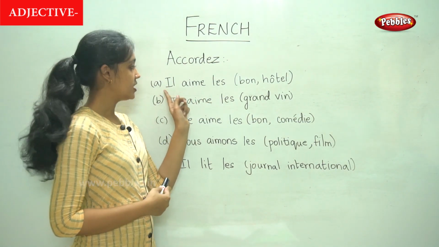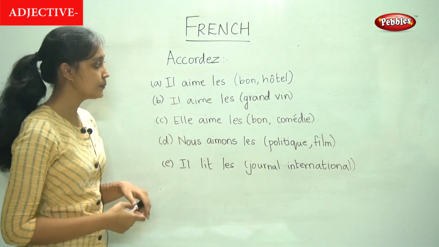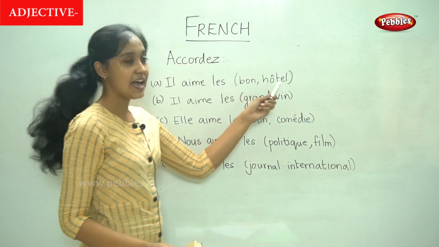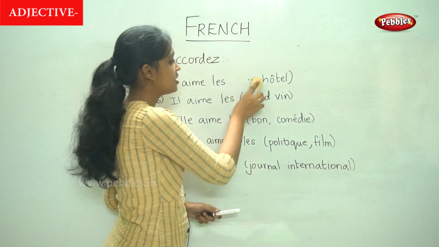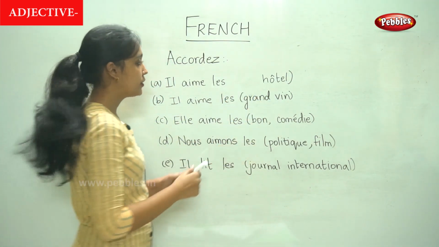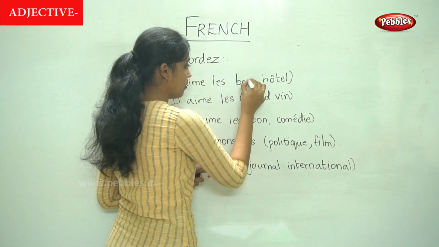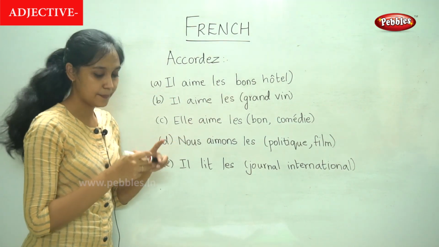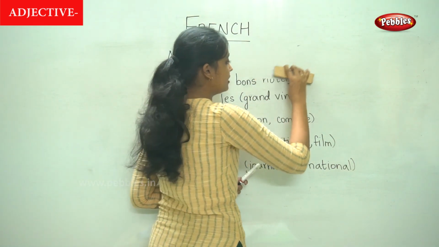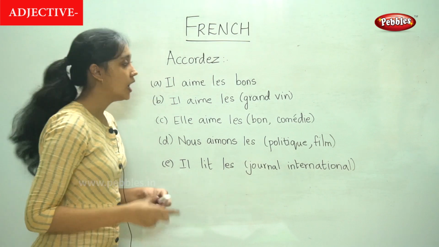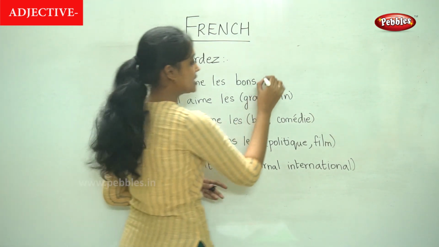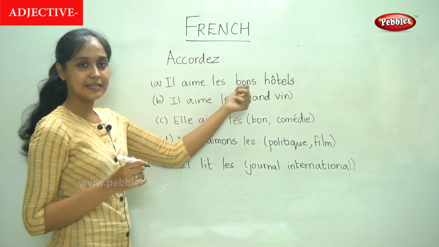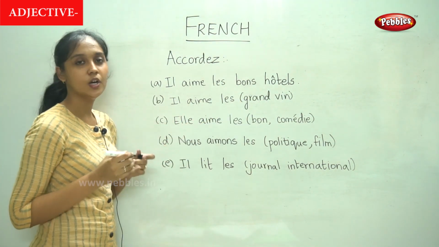Il aime les, he likes the. So now it is in the plural form. So we need to write the adjective and the noun in the plural form. The adjective is bon and the plural for that is bons, and since it is masculine, il, it is the same. Next, our noun is hôtel. So how would you write hôtel in the plural form? It is hôtels. So il aime les bons hôtels. So this is how we write it.